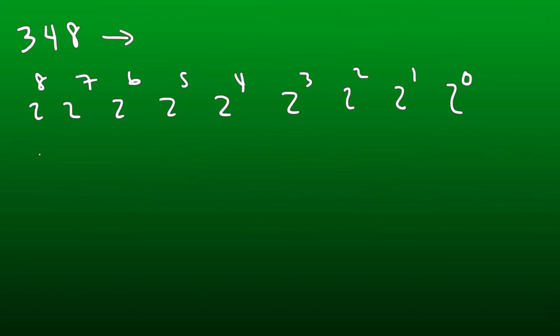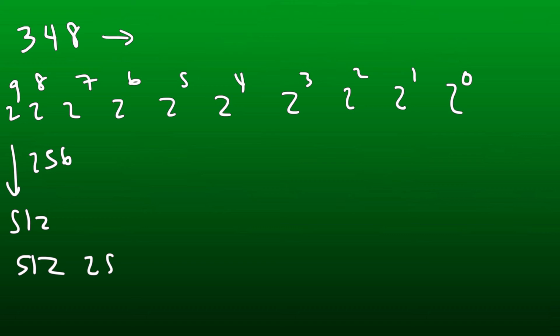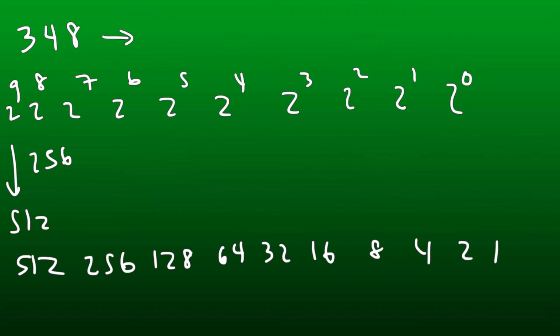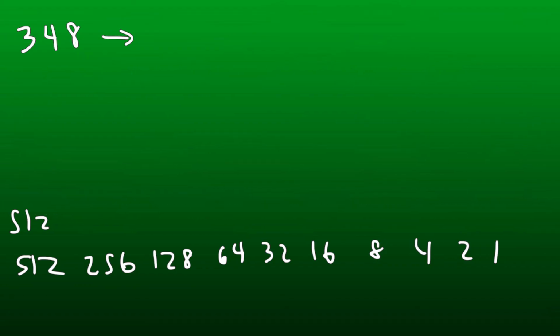Now 2 to the 8 is 256, and 2 to the 9 is 256 times 2, so that's going to be 512. And so I'm going to write these numbers down. So we have 512 as 2 to the 9, 256 is next, that's 2 to the 8, and then 128 for 2 to the 7, and 64, 32, 16, 8, 4, 2, and 1. So we're going to use the subtraction method to convert this into a binary number.